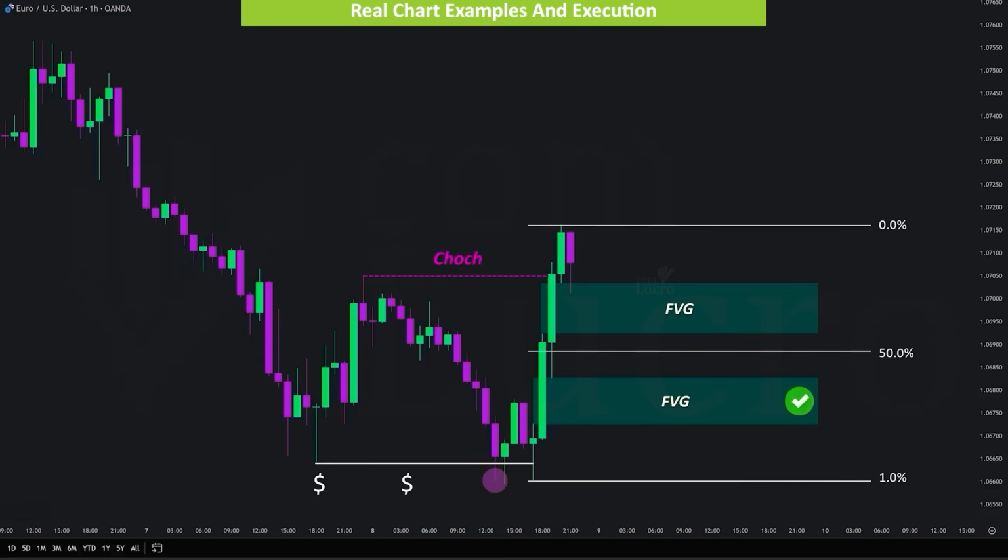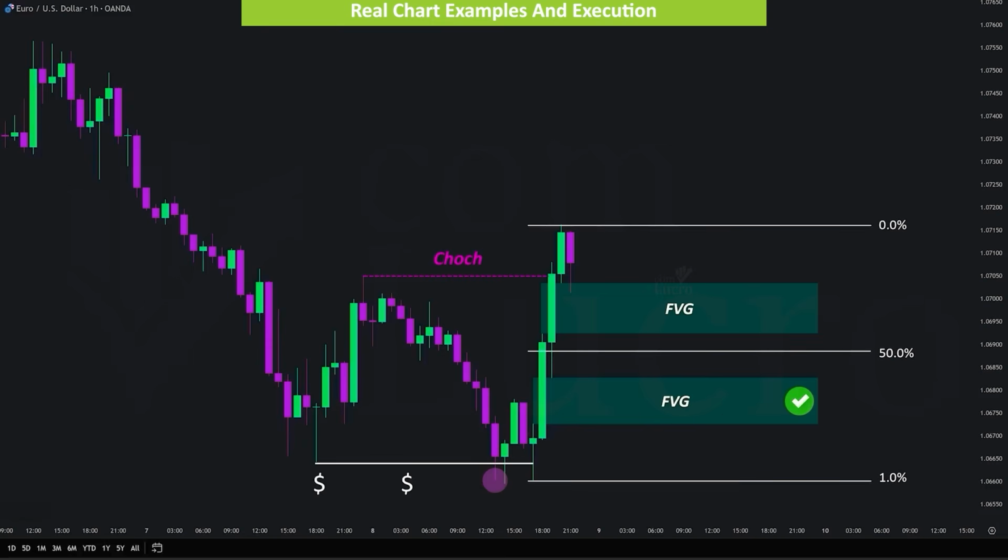Now let us move on to some real chart examples. On the Euro-Dollar 1-hour chart, price was in a clear downtrend until we observed a liquidity sweep followed by a change of character. Both signals suggest that sellers have lost control and that our directional bias has shifted to bullish.